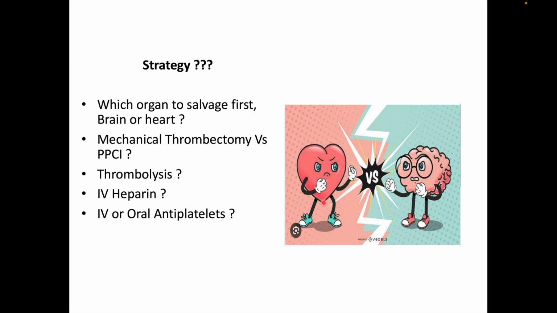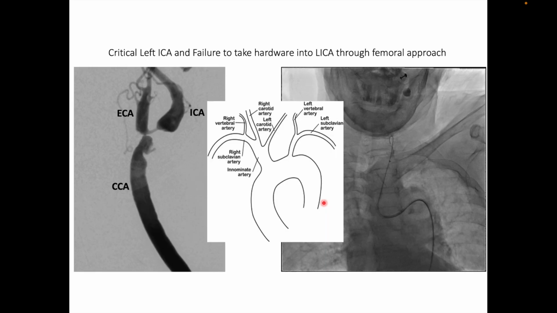Should we thrombolize this patient, but she has a stroke? IV heparin, can we give her? Antiplatelet? These are all questions that when we come on to the stroke intervention topic, we will discuss. In any case, in this patient, you can see here we are trying to go from the femoral approach.